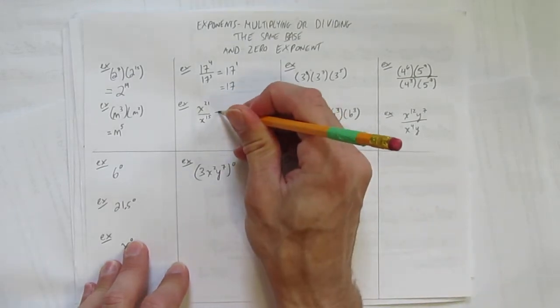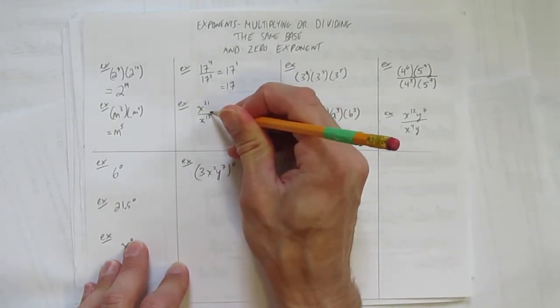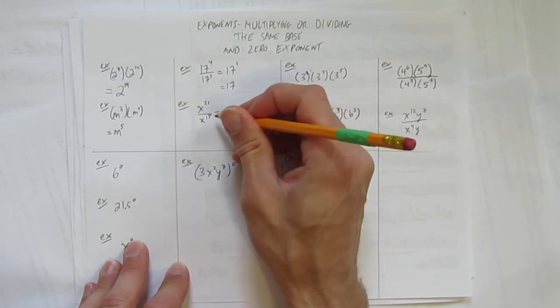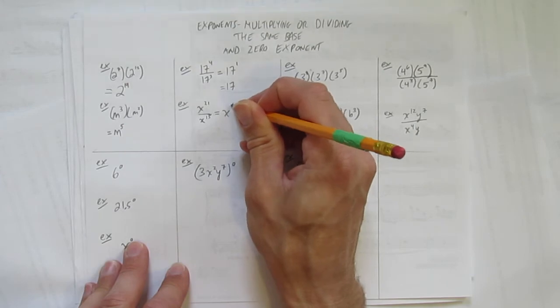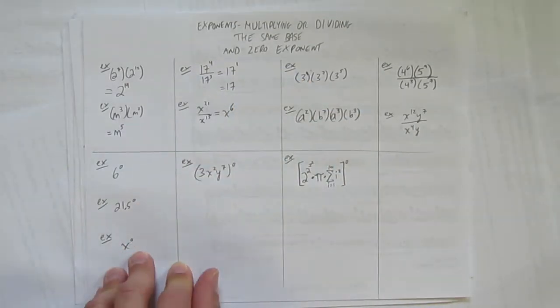So let's look at this one, even when it's a letter. X to the power of 21 divided by x to the power of 15. Subtract the exponents, but keep the base. You get x to the power of 6.